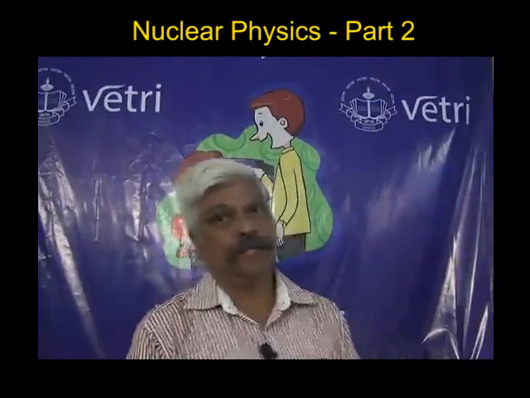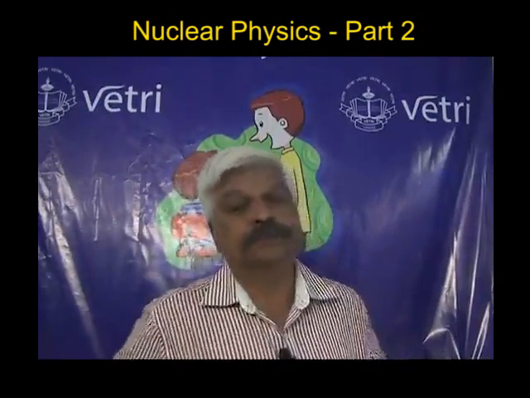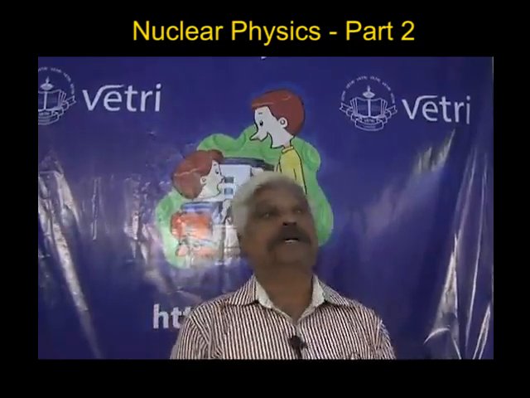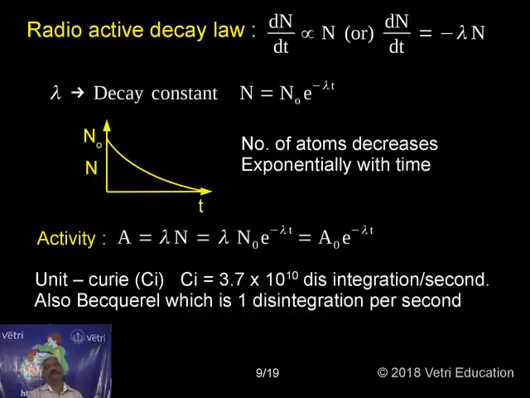Good morning. Again we are going to continue our topic in the subject physics. In the previous classes we have started nuclear physics and I have explained what is the rate of decay, dN by dt proportional to N, or N is equal to N naught e power minus lambda t.